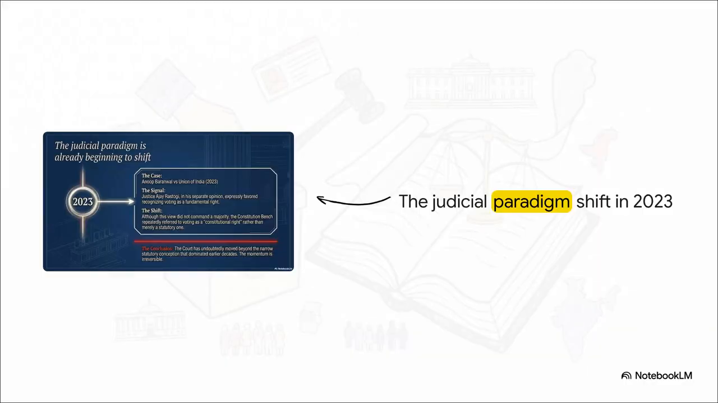The good news is the judicial paradigm is honestly already starting to shift. In the recent 2023 Anup Baranwal case, we saw a massive signal from the bench. Justice Ajay Rastogi, in his separate opinion, expressly favored recognizing voting as a fundamental right. And while his specific view didn't command a majority, the broader Constitution bench repeatedly referred to voting as a constitutional right rather than just a statutory one. The momentum is absolutely shifting away from those narrow, restrictive conceptions of the 1950s.